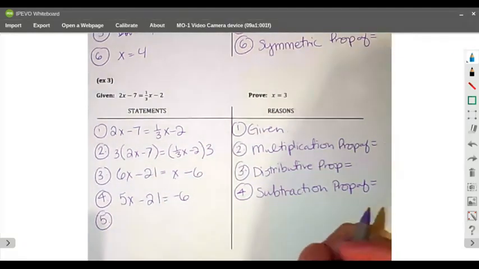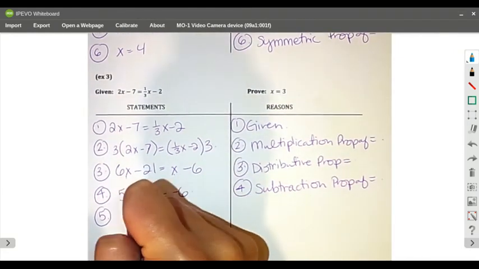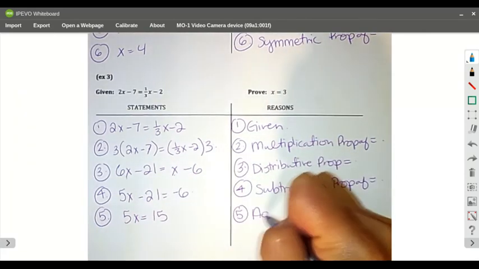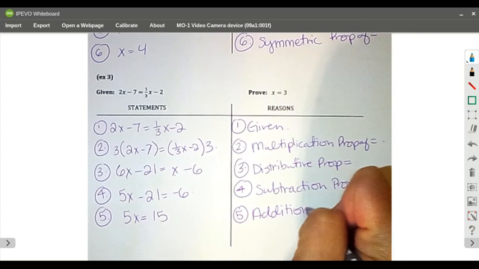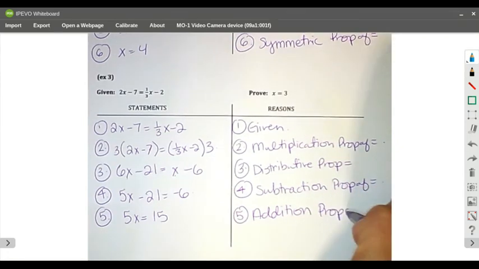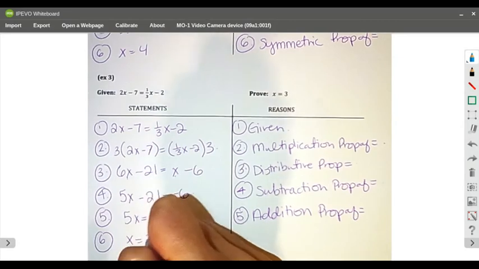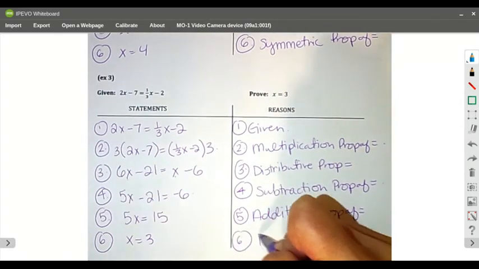Don't mind that noise. All right, next I'm going to add 21 to both sides. So I'm going to get 5x equals 15. It's the addition property of equality. And then lastly, I'm going to divide. So that's x equals 3.